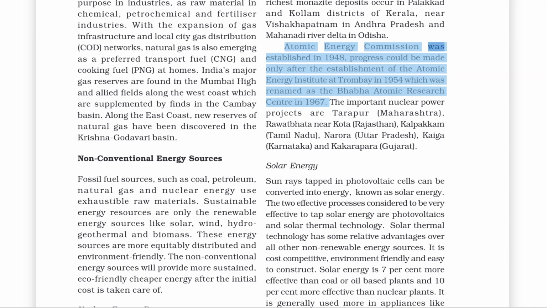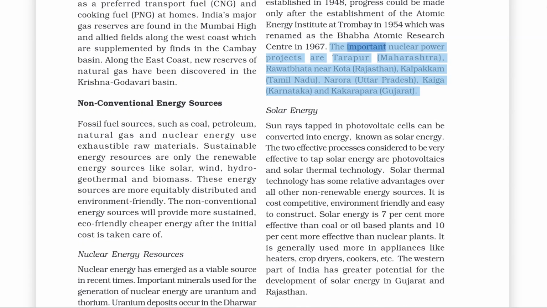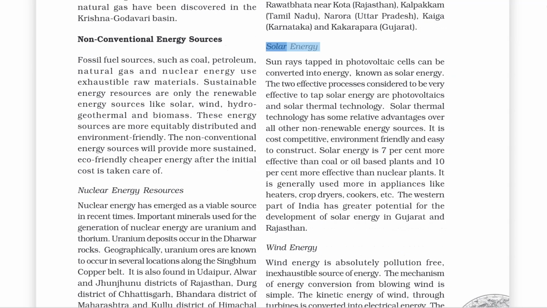Atomic Energy Commission was established in 1948. Progress could be made only after the establishment of the Atomic Energy Institute at Trombay in 1954, which was renamed as the Bhabha Atomic Research Centre in 1967. The important nuclear power projects are Tarapur, Maharashtra, Rawatbhata near Kota, Rajasthan, Kalpakkam, Tamil Nadu, Narora, Uttar Pradesh, Kaiga, Karnataka, and Kakrapar, Gujarat.